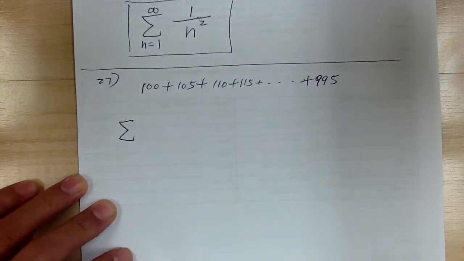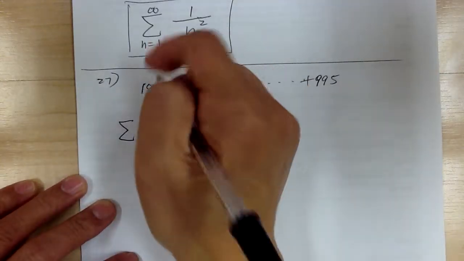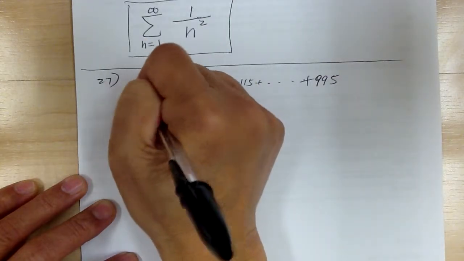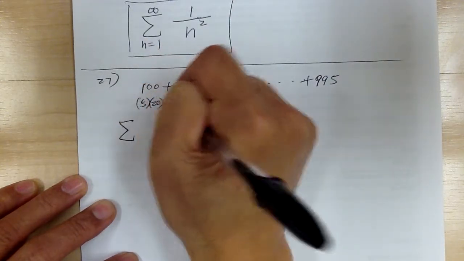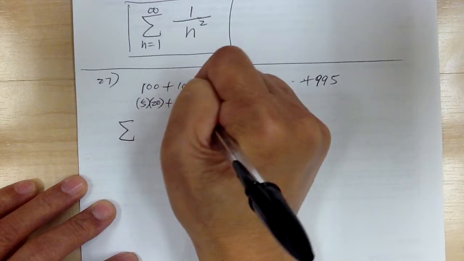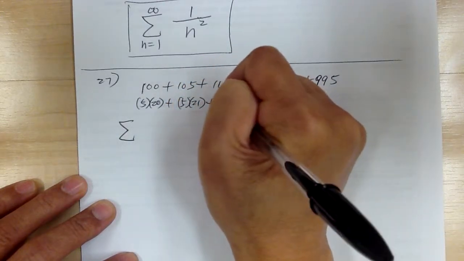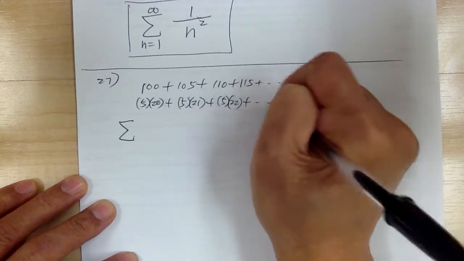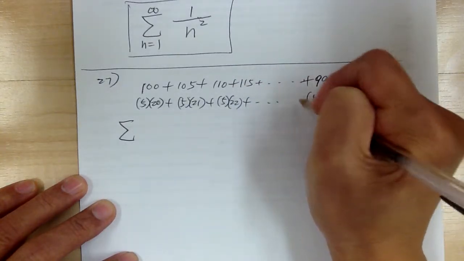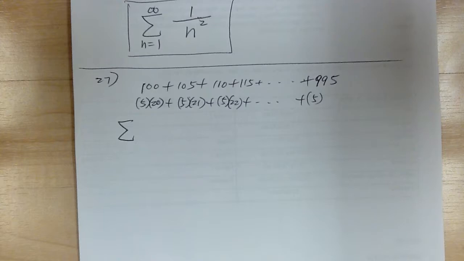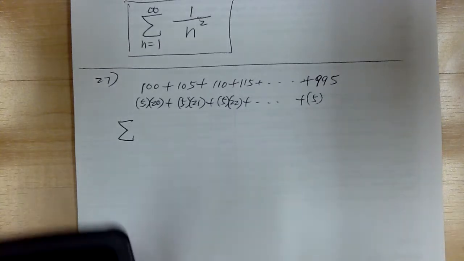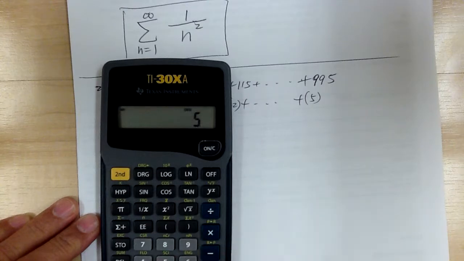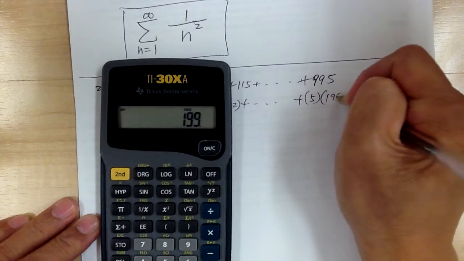Okay, one is by noticing the pattern. Notice all of these are multiples of 5, right? So this is 5 times 20. This is 5 times 21. This would be 5 times 22. And then dot dot dot. And this would be 5 times, you can get your calculator and divide: 995 divided by 5 equals 199.